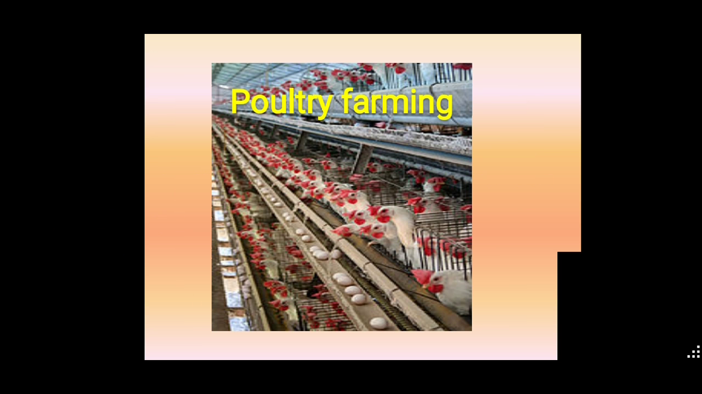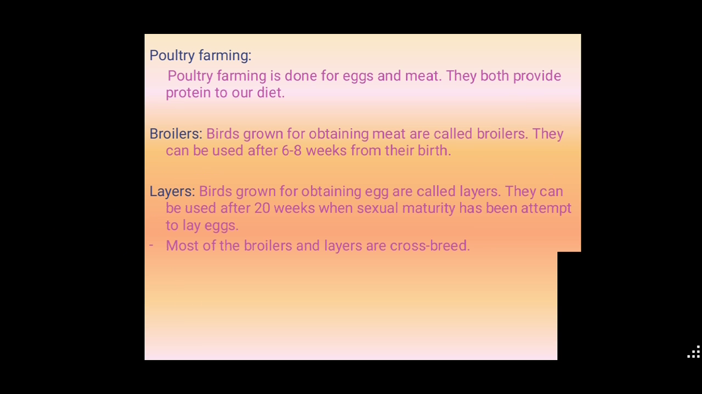Next, come to poultry farming. This is also one of the animal husbandry practices. What do you mean by poultry farming? Poultry farming is done for eggs and meat. That is the main purpose of poultry farming, eggs and meat. They both provide protein to our diet. This is very important for our examination also.